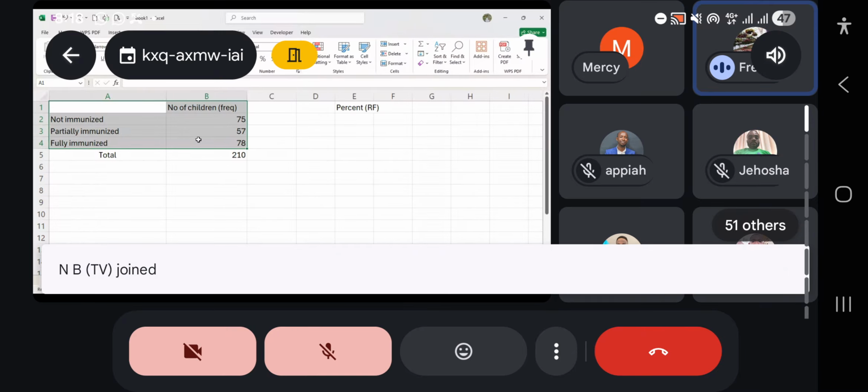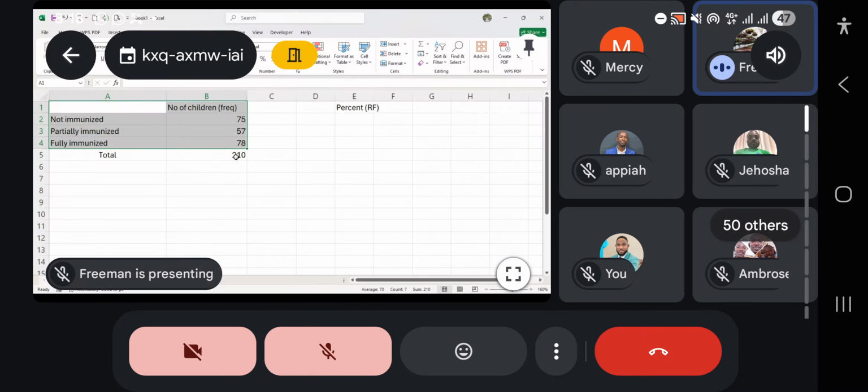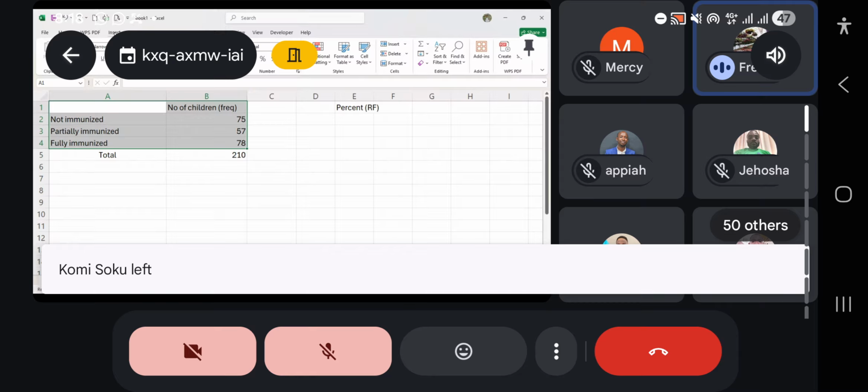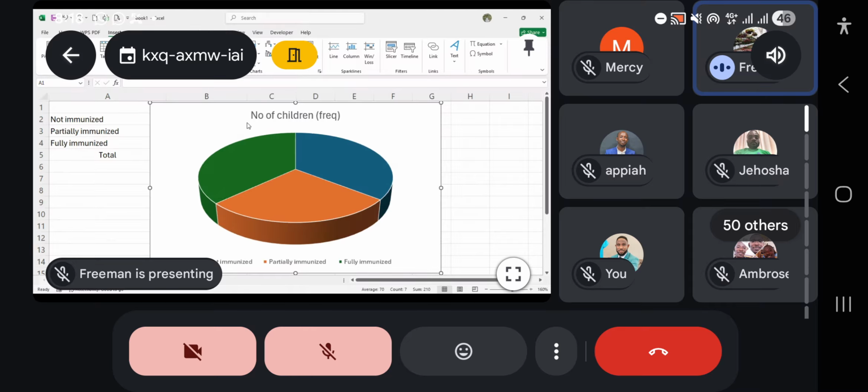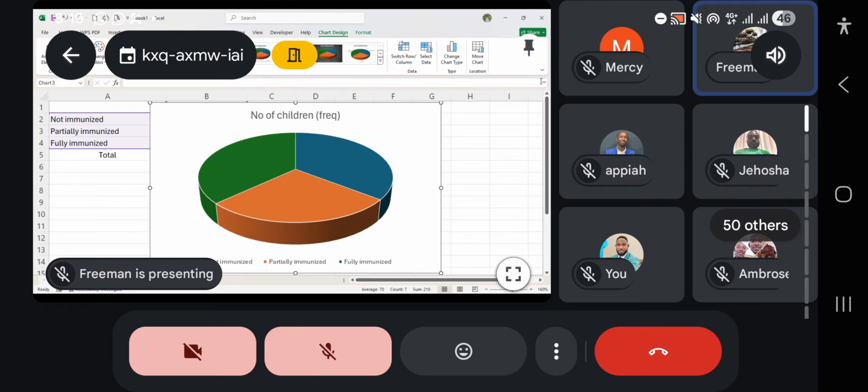You select the data the way you are seeing it, including the total. Then you go for insert at the top here. When you go to insert, we'll be talking about histogram and others; they are also here. But for now, we are talking about the pie chart. So you click on the drop down arrow here. You have the donut, you have the pie, and you select this one. Once you click on it, you see your pie chart beautifully drawn for you. So easy.